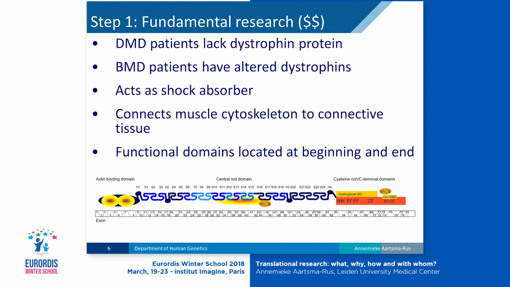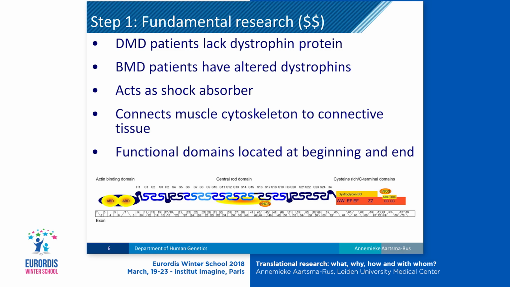Okay, we know now that this gene is affected, but what protein does this gene encode? How does this protein work? How does it happen that if you don't have this protein, you get Duchenne? And a lot of this research was funded by patient organizations. So I think this is already a way that patients can be involved.